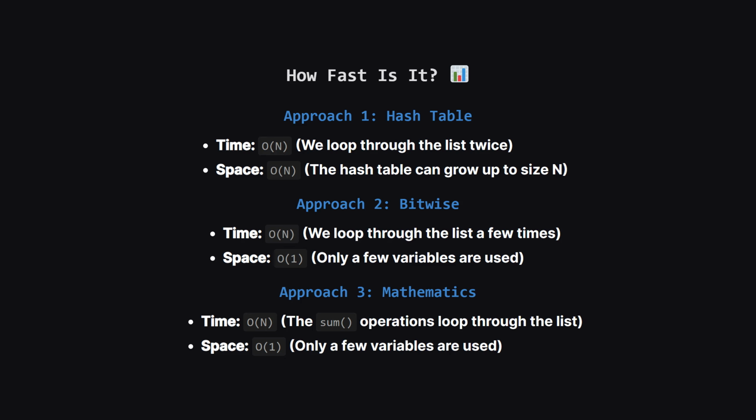They all need to look at every number in the list at least once, so they all have a time complexity of big O of n, where n is the size of the input list. The big difference is in space. The hash table approach needs extra memory to store the counts, which could be up to O of n in the worst case. But the bitwise and math approaches are fantastic. They only use a handful of extra variables, giving them a space complexity of big O of 1, or constant space.